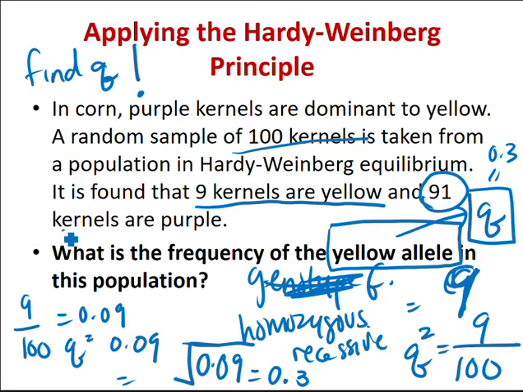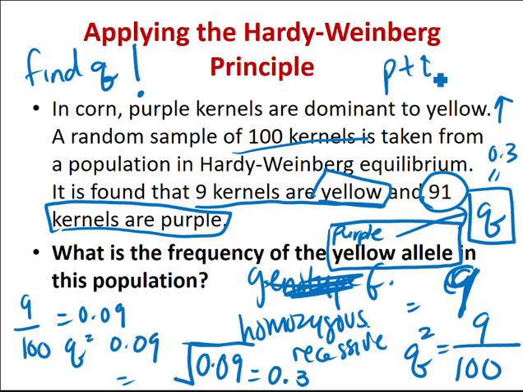Another careless mistake you can make is if you try to calculate 91. So 91 kernels are purple. Let's say this question asks you for the purple allele. You cannot start with 91 also. Start with homozygous recessive, yellow. So then you will get Q. So all you have to do is P plus Q is equal to 1, right? So P plus 0.3 is equal to 1. So P equals 1 minus 0.3. So you will get 0.7. So this is the correct answer. I'm going to show you why, if you start with 91 kernels, your answer will be wrong.